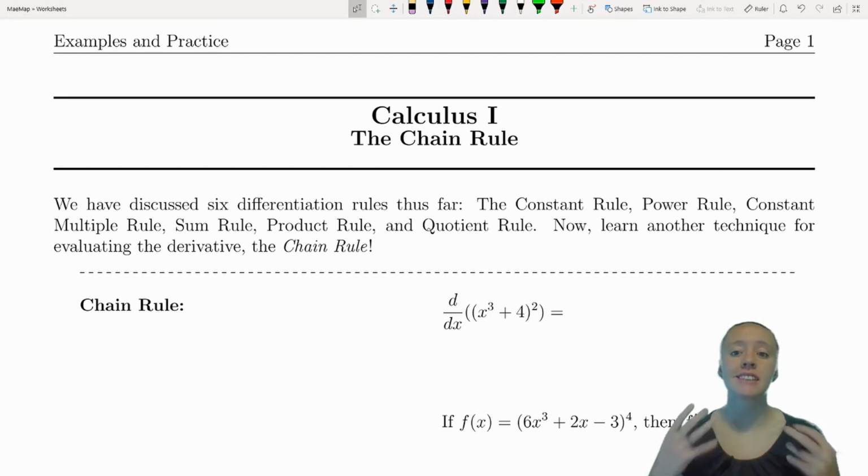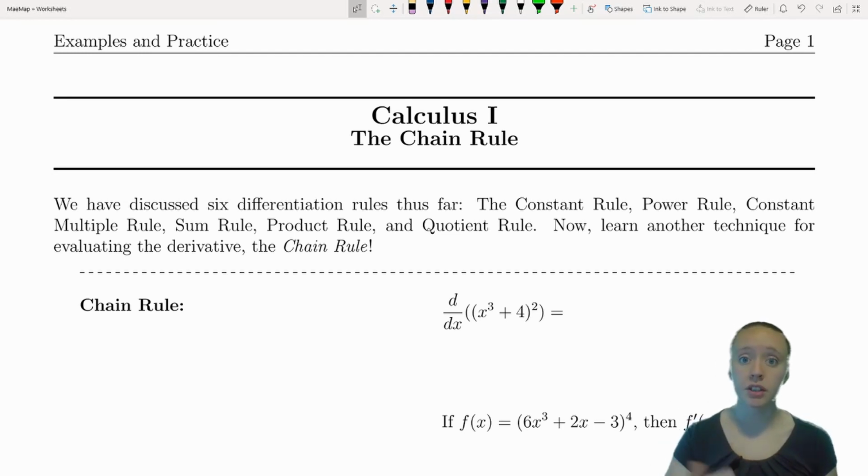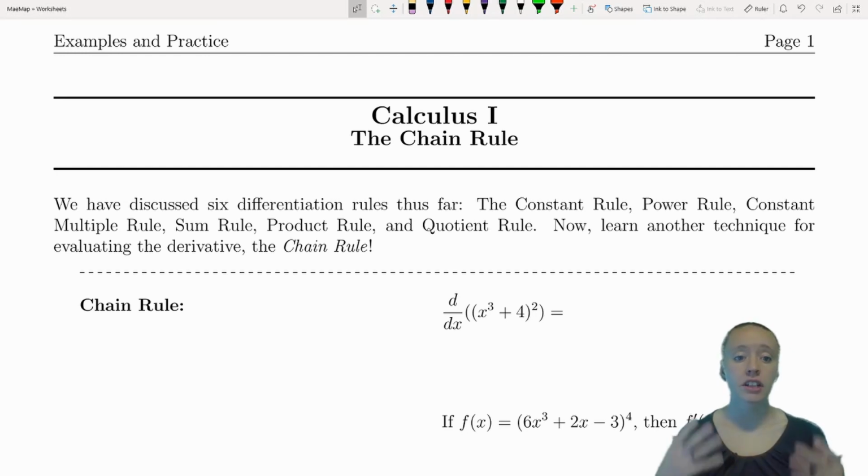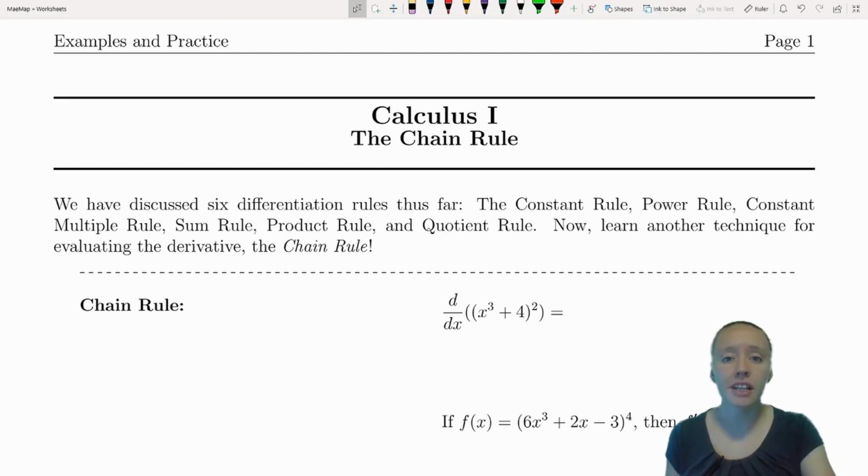So we've discussed 6 differentiation rules thus far: the constant rule, the power rule, the constant multiple rule, and the sum rule, which we did in one example worksheet. And then we moved on to the product rule and the quotient rule. And now we're going to learn another technique for evaluating the derivative, the chain rule. So let's take a look below.